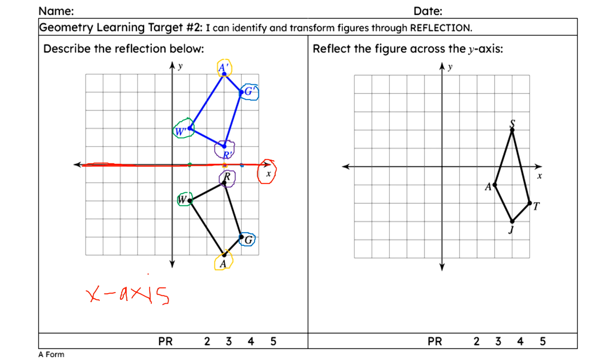So that was my mirror, and that is what I am looking for. If it is across the y-axis, then it's going to go horizontally like this. If it is across a diagonal like this, then it's going to get flipped over the line y equals x here. Maybe the line y equals negative x could also be your mirror.